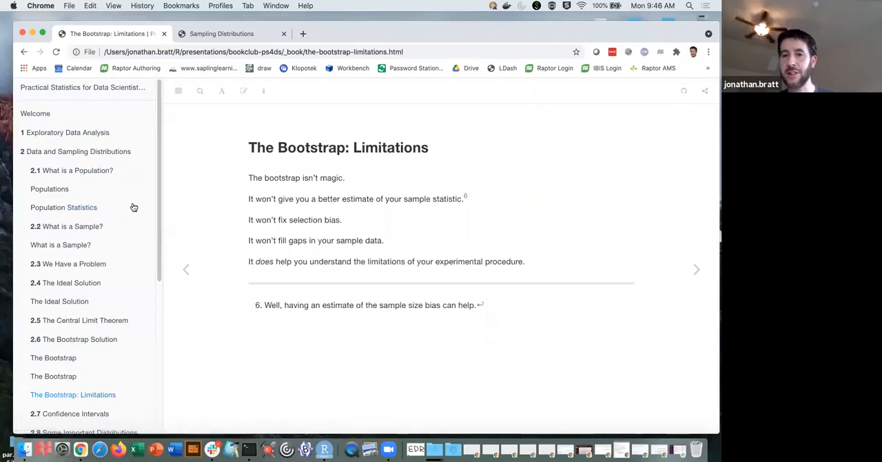It's not magic. Bootstrapping won't give you a better estimate of the sampling statistic. I mean, knowing the bias can help you be careful, but it doesn't fill in gaps for your data. It doesn't fix any selection bias that you had in the original sample. All it's doing is helping you understand the limitations of your original experimental procedure by simulating 1 million of those experimental procedures on a simulated population.